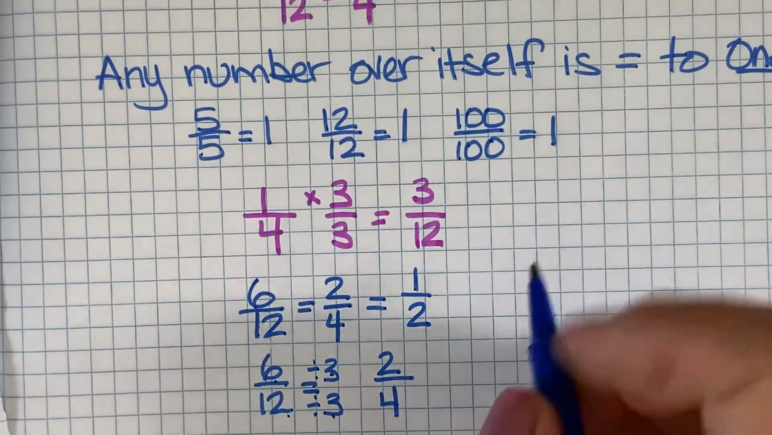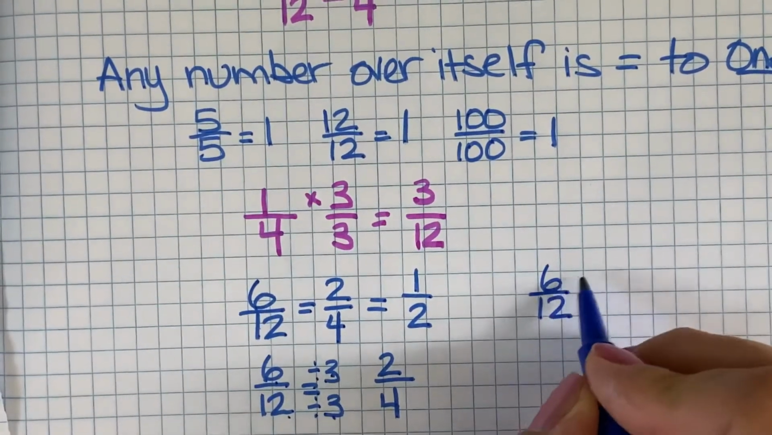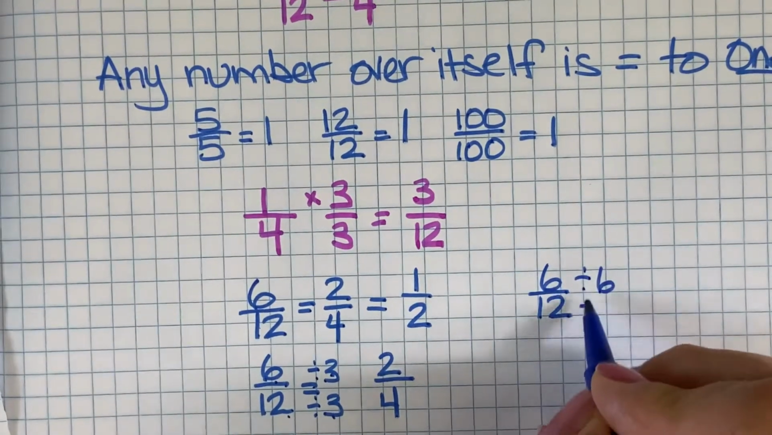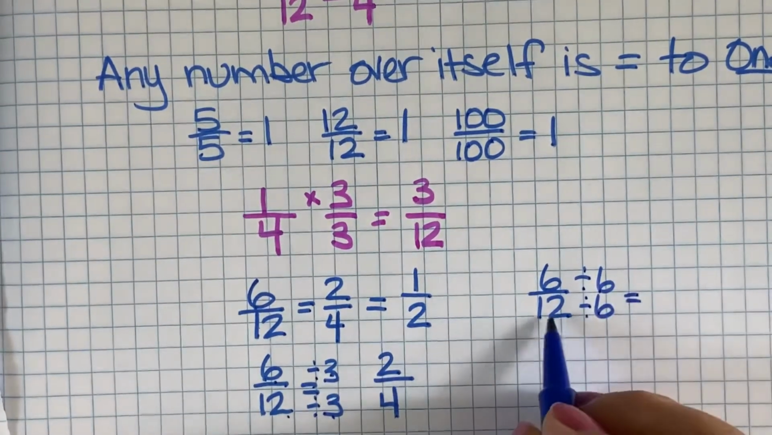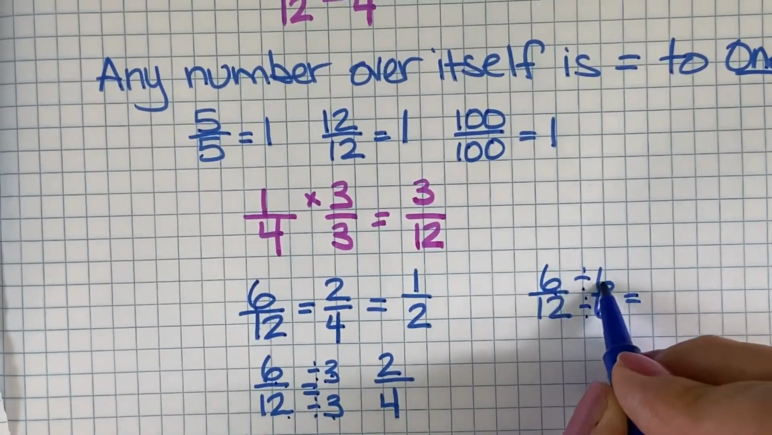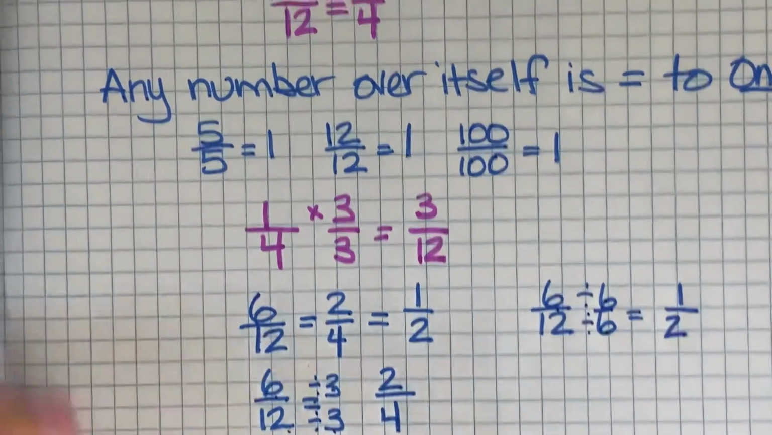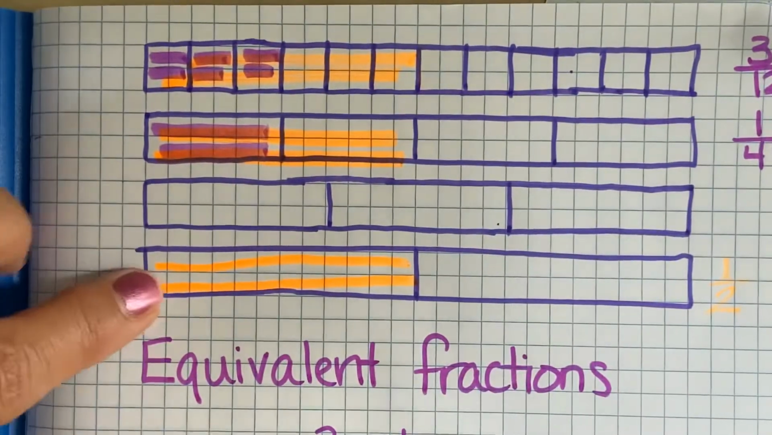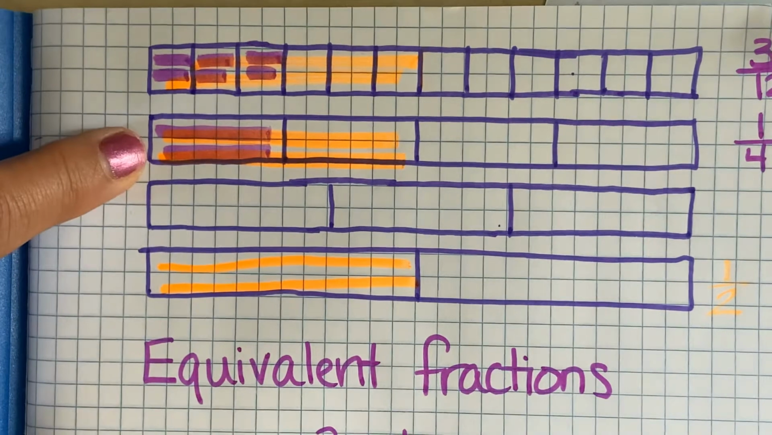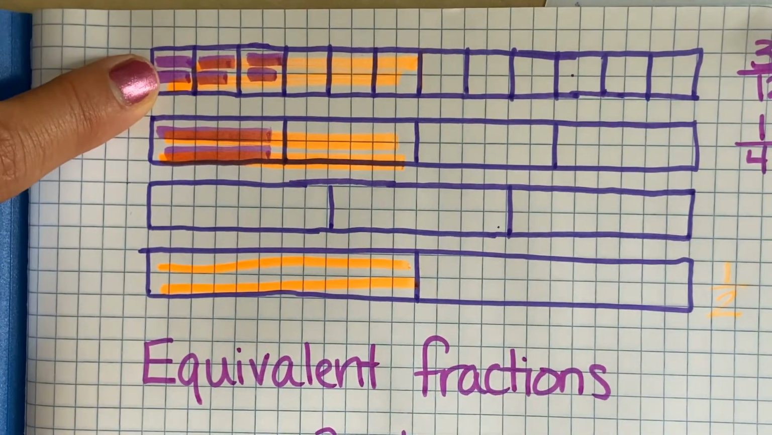If I wanted to get from 6 12s to 1/2, I'm going to divide by 6 because I need 1 on the numerator, right? Again, it's 6/12 divided by 1 whole. 6 divided by 6 is 1. 12 divided by 6 is 2. So as you can see in the pictures, they are equivalent. 1/2 is equal to 2/4, and that is also equal to 6 12s.